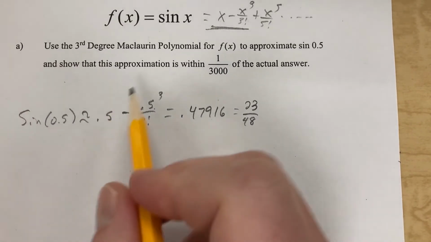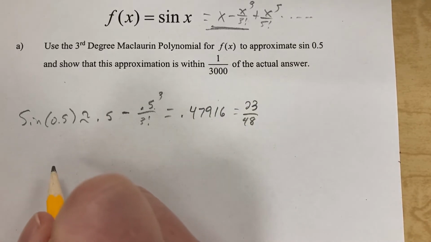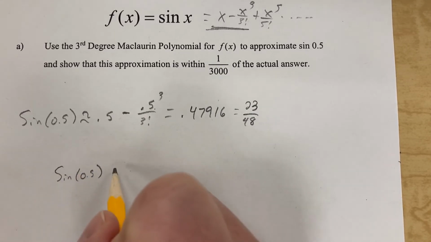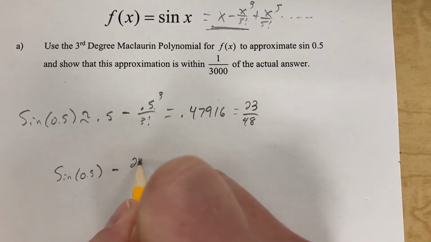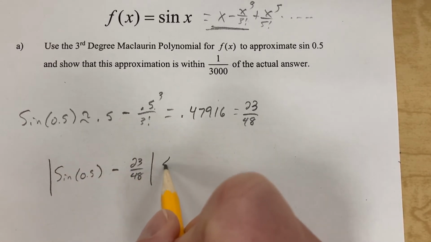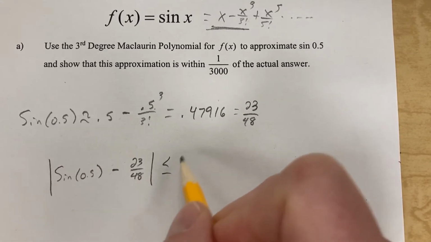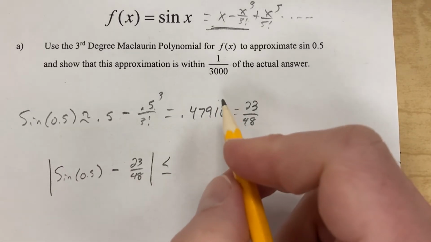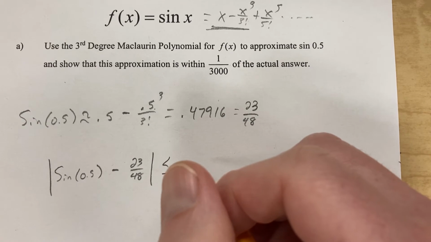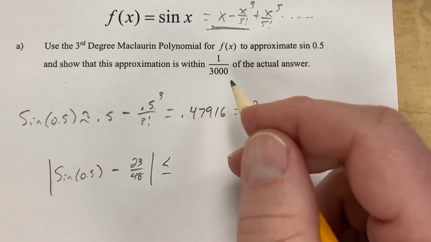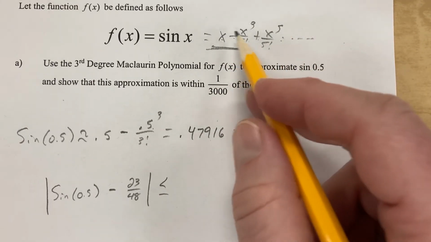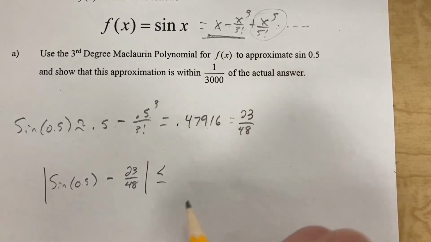So we want to show that it's within this 1/3000th. So the actual value of sine of 0.5, I don't know what it is, minus the approximation we came up with, 23/48, the difference between that is going to be less than or equal to the next term that we chose not to use. Now, because it's an alternating series, I don't have to do Lagrange here, which is great, because Lagrange can be a little confusing. Whenever it's an alternating series you're using to approximate, we can just use the very next term, which is that x to the fifth over 5 factorial, right?